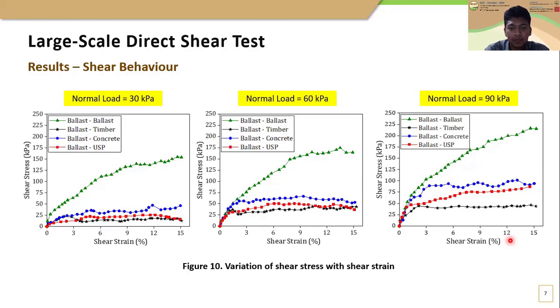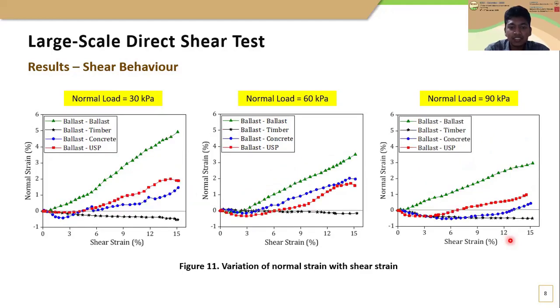When we consider the shear behavior of different sleeper ballast interfaces, the ballast concrete sleeper interface provides the highest shear strength, while the ballast timber sleeper interface exhibits the lowest shear strength. The reason for this result could be the variation in surface roughness of different interfaces.